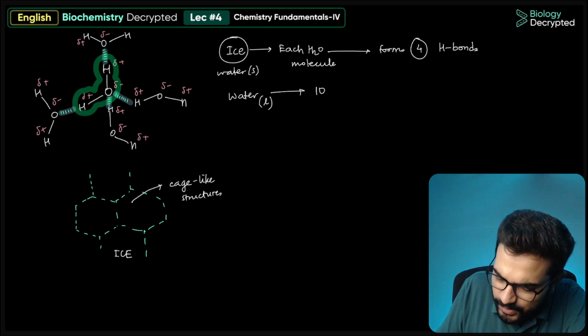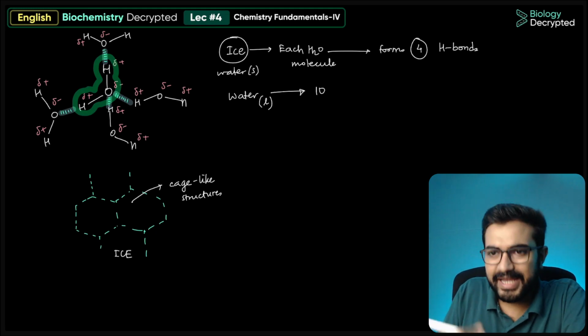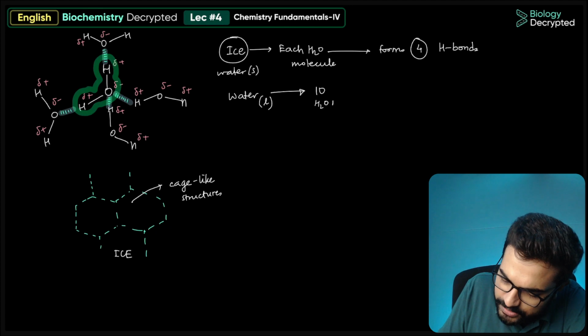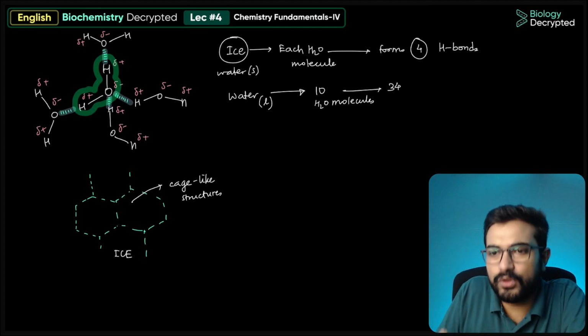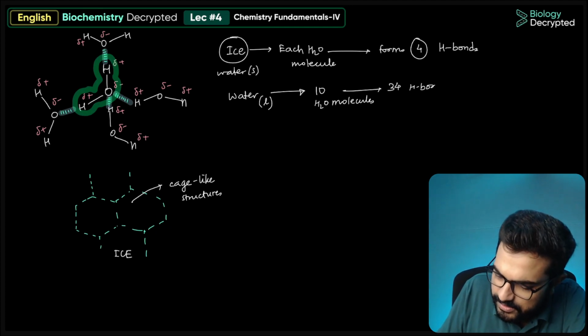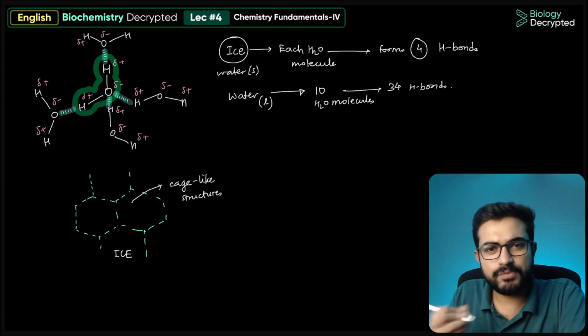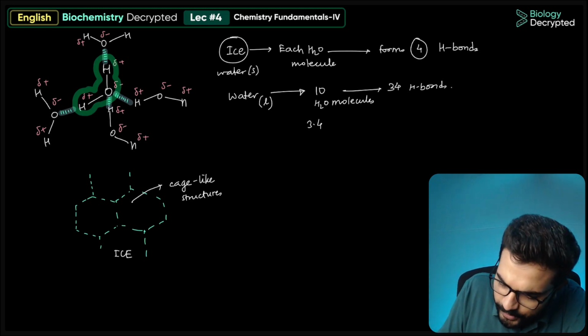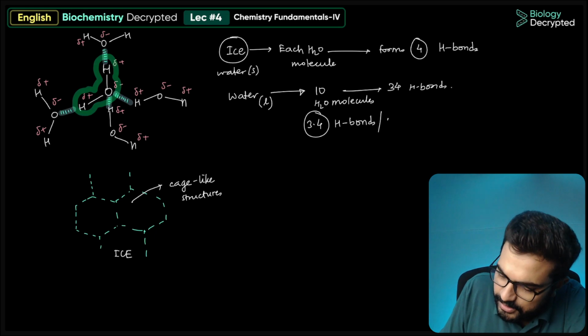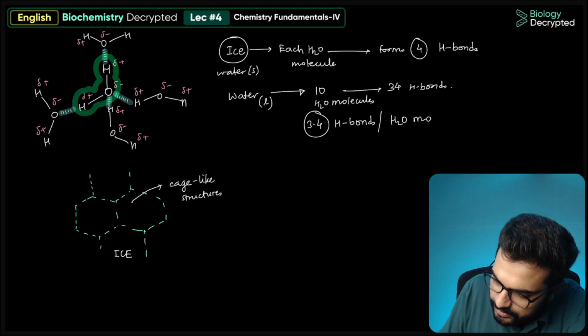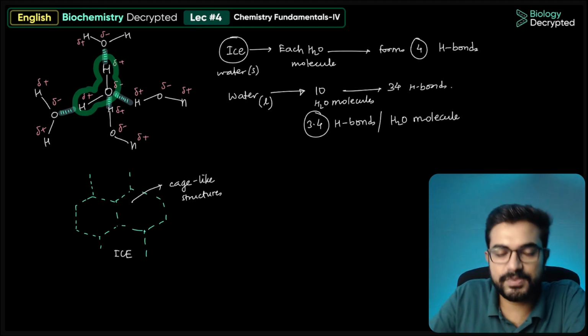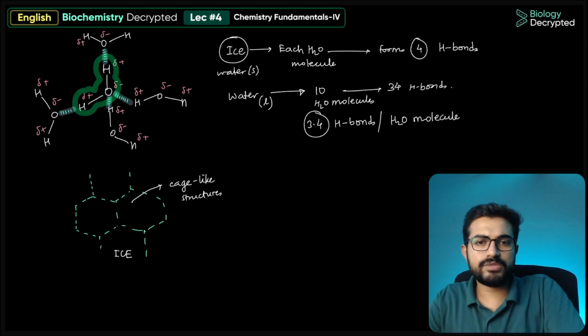what we observe is for every 10 water molecules, there are approximately 34 hydrogen bonds. So this boils down to 3.4 hydrogen bonds per water molecule.